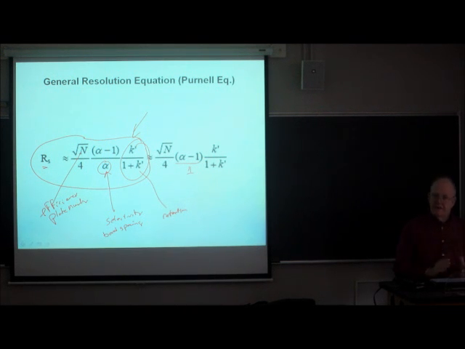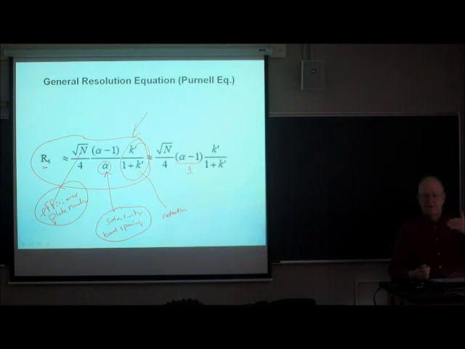So, as I said in the outline, if a separation is bad, it can be bad for 3 different reasons. You may not have a high enough efficiency on the column. You may not have a high enough selectivity of the mobile and stationary phase and the temperature working together. Or you just might not have enough retention.